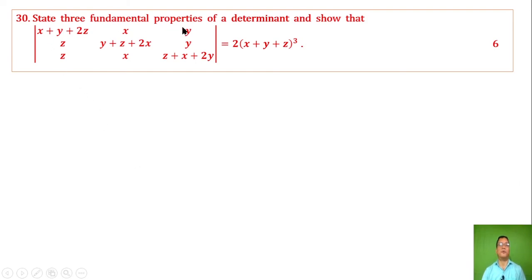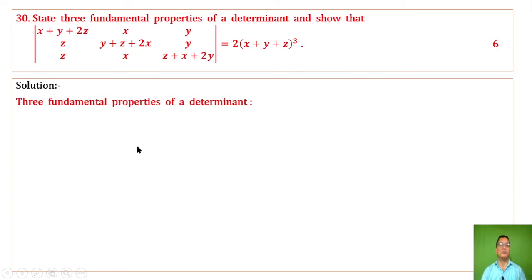State 3 fundamental properties of a determinant and show that this determinant is 2 times of (x plus y plus z) whole cube. 6 marks. Three fundamental properties of a determinant.